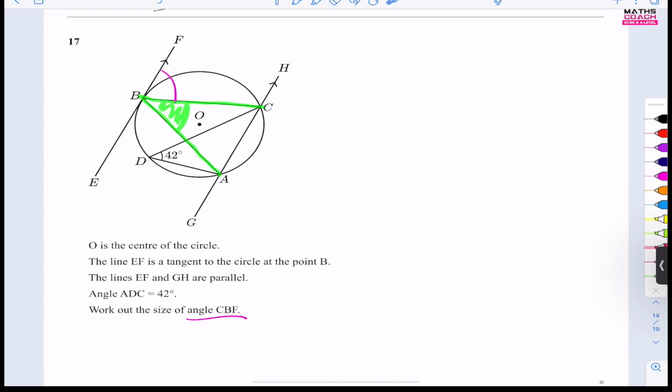So that is 42. So we can say that this here is 42, and we have to give reasons. It doesn't actually say in the question, but you have to give reasons. So you can say that CBA, this angle, is the same as CDA. So CBA is equal to CDA because angles in the same segment.